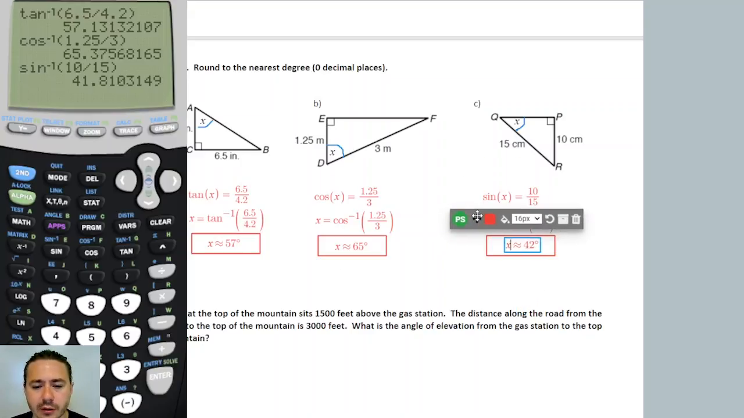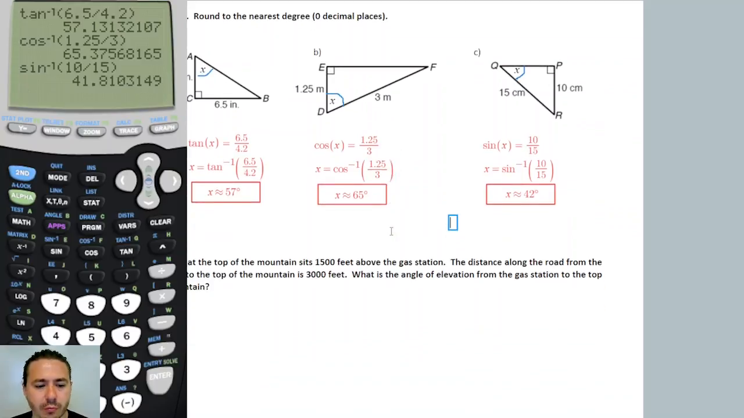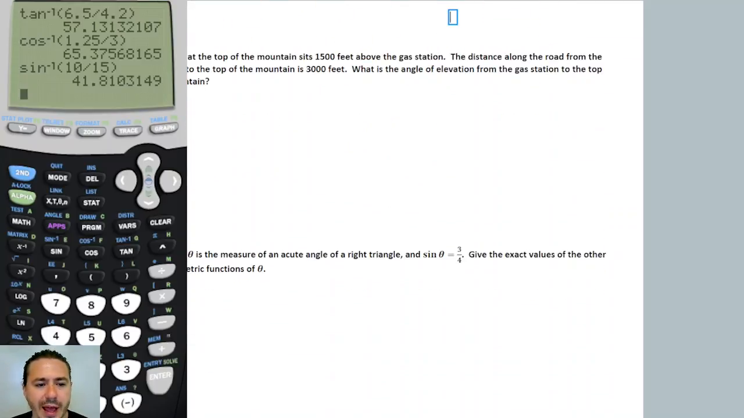Okay, number 4. The road at the top of the mountain, I wonder which mountain we're talking about here, sits 1,500 feet above the gas station, okay? The distance along the road from the gas station to the top of the mountain is 3,000 feet.